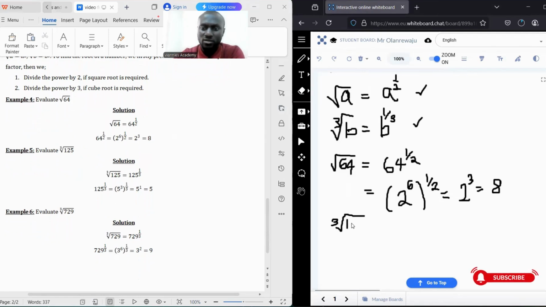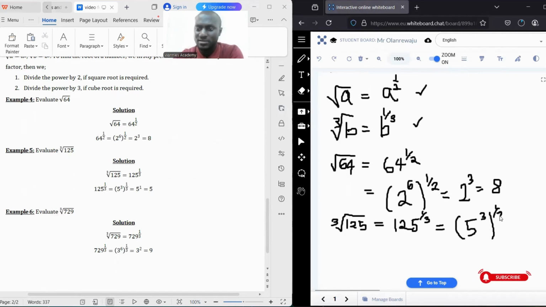Next, we go to the next example, which is cube root of 125. The first thing to do is to rewrite as 125 raised to the power of 1 over 3, which is the reciprocal of 3. Now, we rewrite 125 as a prime factor. Rewriting it as a prime factor will give us 5 raised to the power 3, then we have the power 1 over 3 outside here.